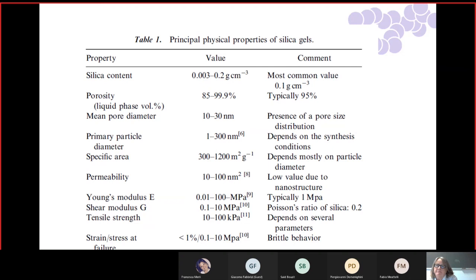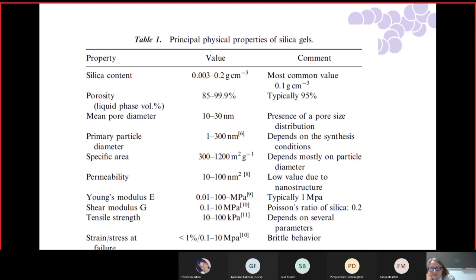This is the thing that makes aerogels so interesting in a lot of different applications. This is for silica aerogel, but again, the density is very low, from 0.003 to about 0.2 grams per centimeter cube, and again, commonly around 0.1 gram per centimeter cube. So very low density. Porosity, which is a property I'll talk about today, typically 95% air.